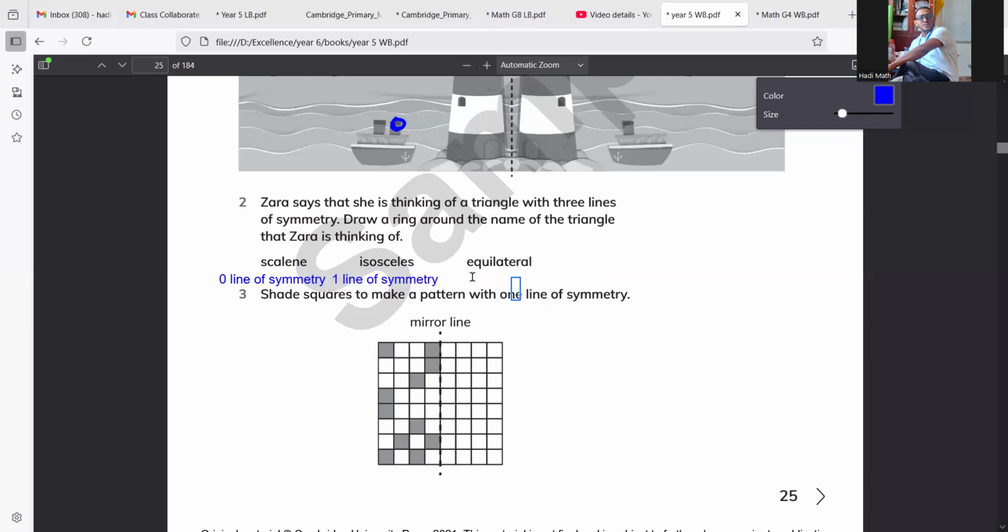Then we go to the third one, which is equilateral. An equilateral triangle has 3 lines of symmetry. So you draw a circle around this one because it's the only one that has 3 lines of symmetry. You draw a ring or a circle around it.